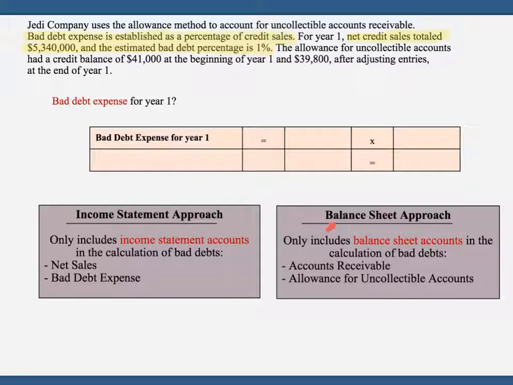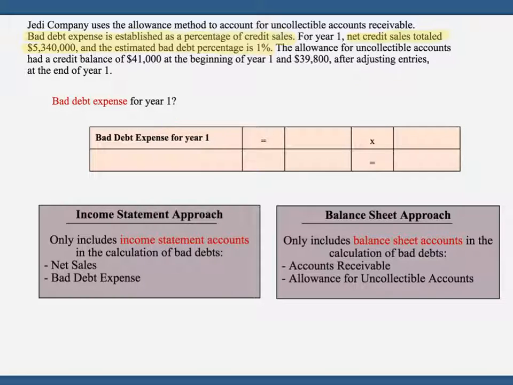The balance sheet approach only includes balance sheet accounts in the calculation of bad debts. So we'll use accounts receivable and allowance for uncollectible accounts, balance sheet accounts, when using this approach in a later video. So with that being said, let's go ahead and calculate bad debt expense for year 1.